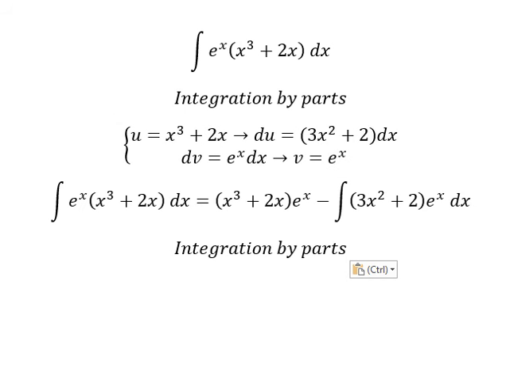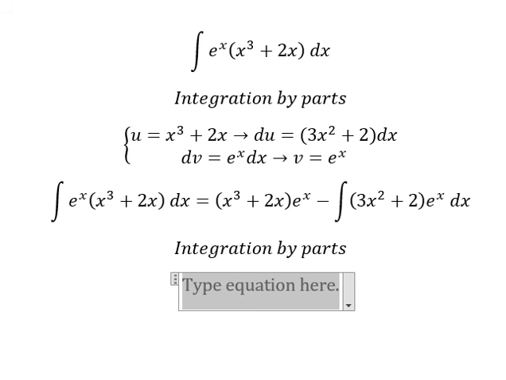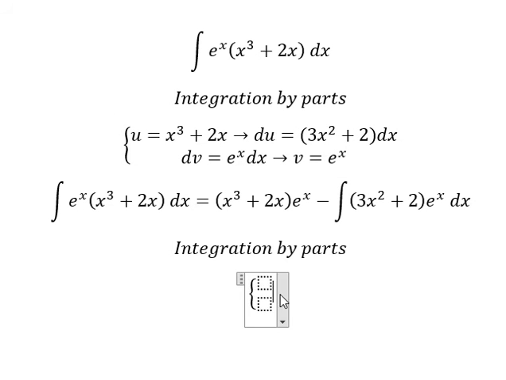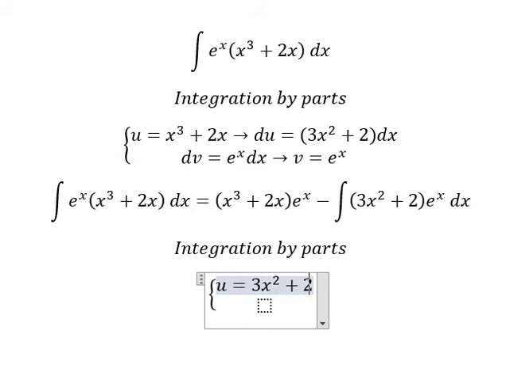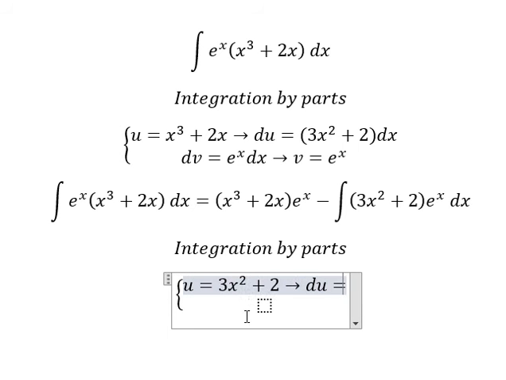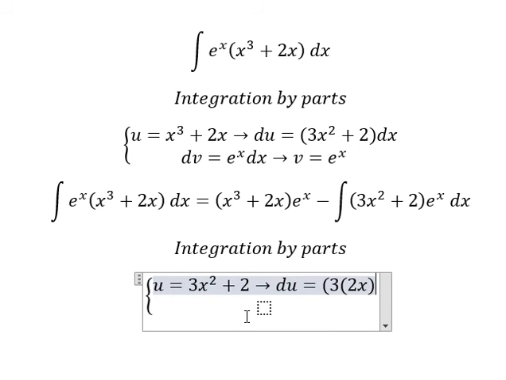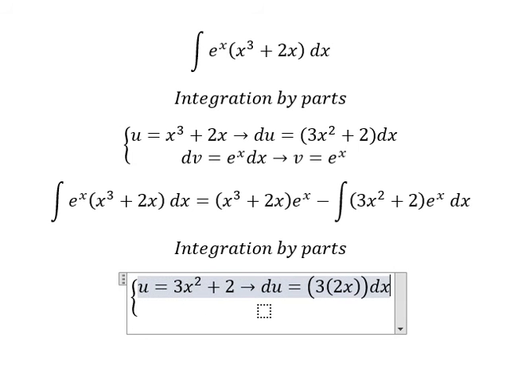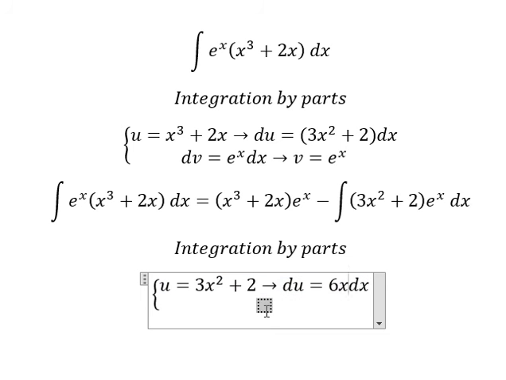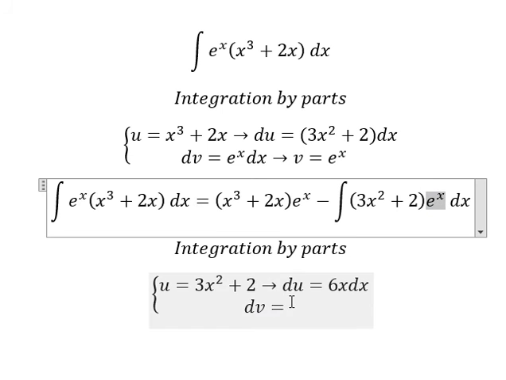And now I will put u equals to 3s squared plus number 2. Later, we need to do the first derivative for both sides. And we have like this. So number 3 and number 2, we have number 6. dv, that is about this one.